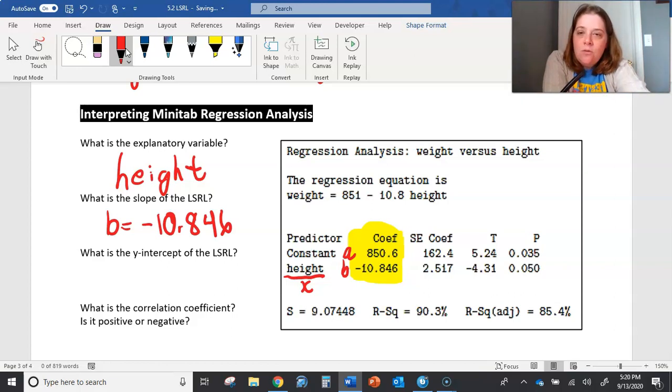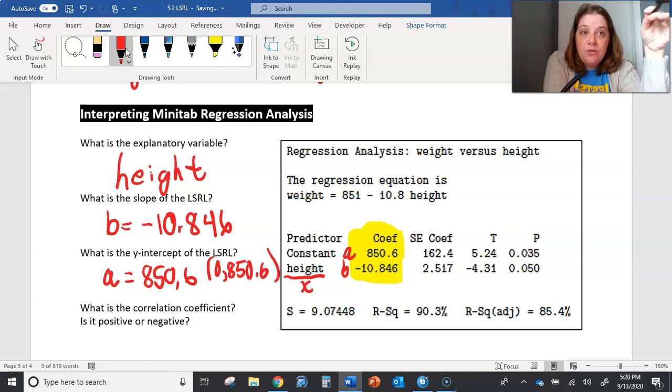All right, what is the y-intercept of the least squares regression line? That would be A equals 850.6, or you could plot that as an ordered pair. That would be 0, 850.6. Okay, so that's saying that when x equals 0, at a height of 0, the weight of whatever this is is 850.6, whatever unit weight it was.